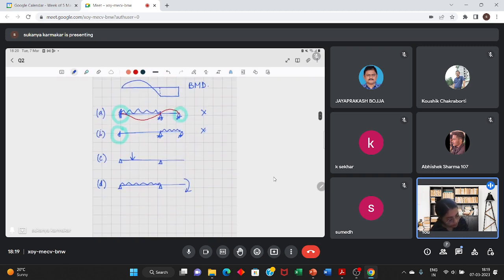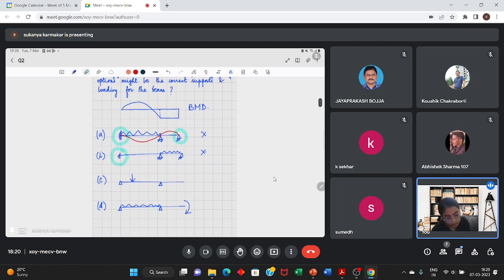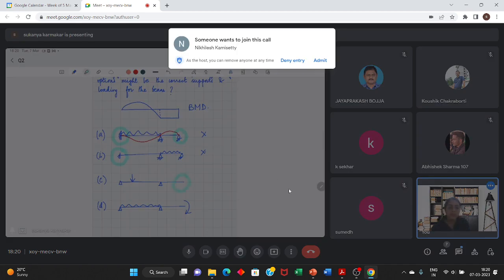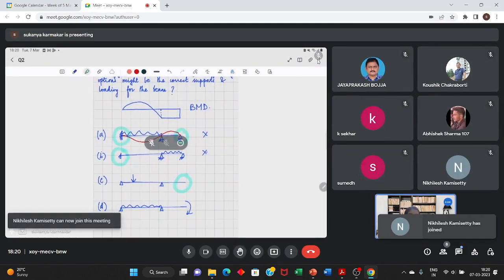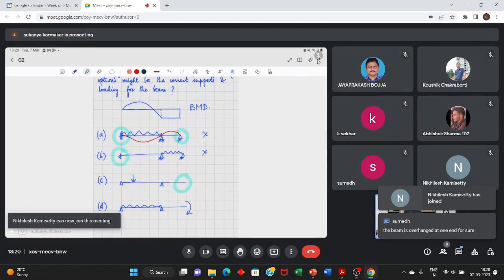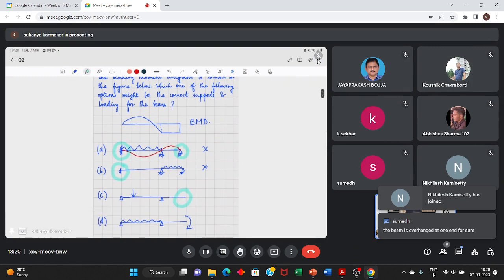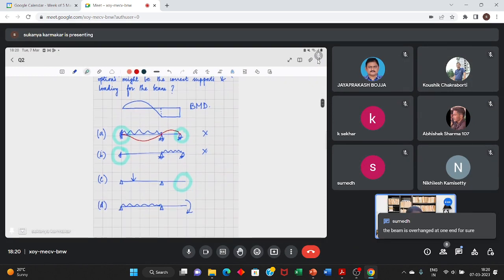So for C, again this end is a free end. So the bending moment diagram here will be 0. Yes, the beam is overhanged at one end. Yes, that is fine. But here the moment is 0 at the free end, and here you have a certain value of moment. So even this can't be the answer.